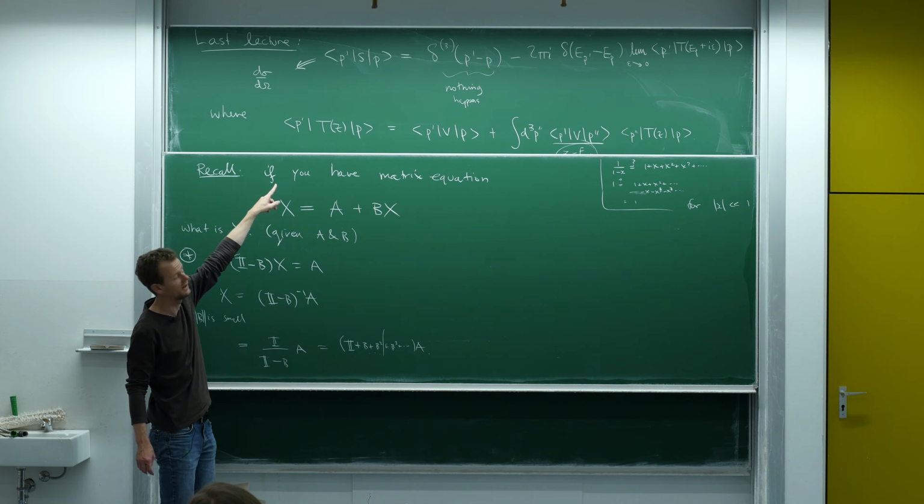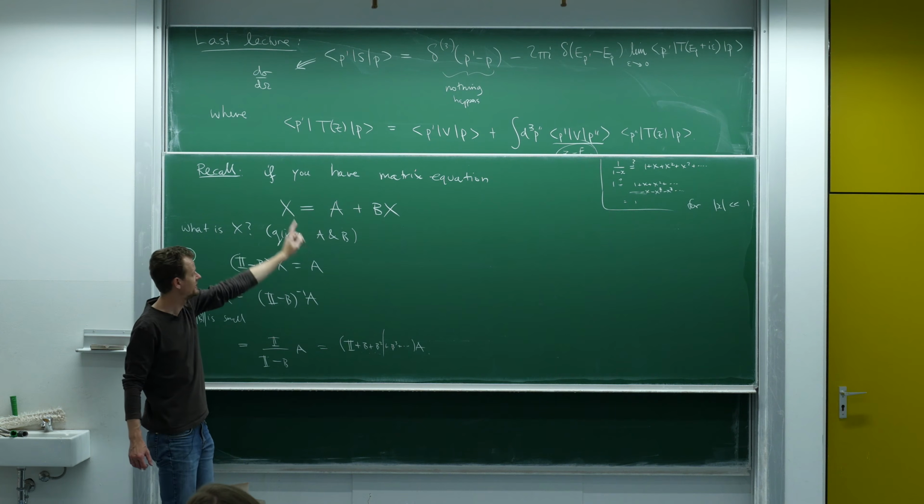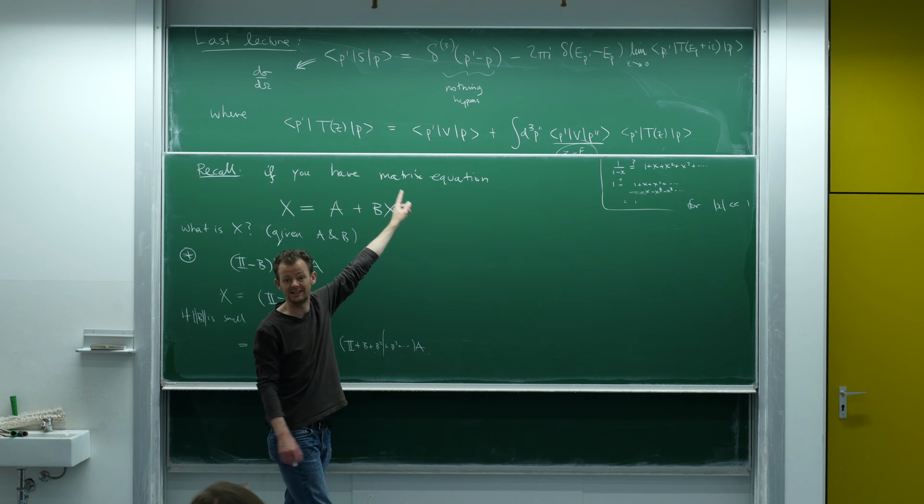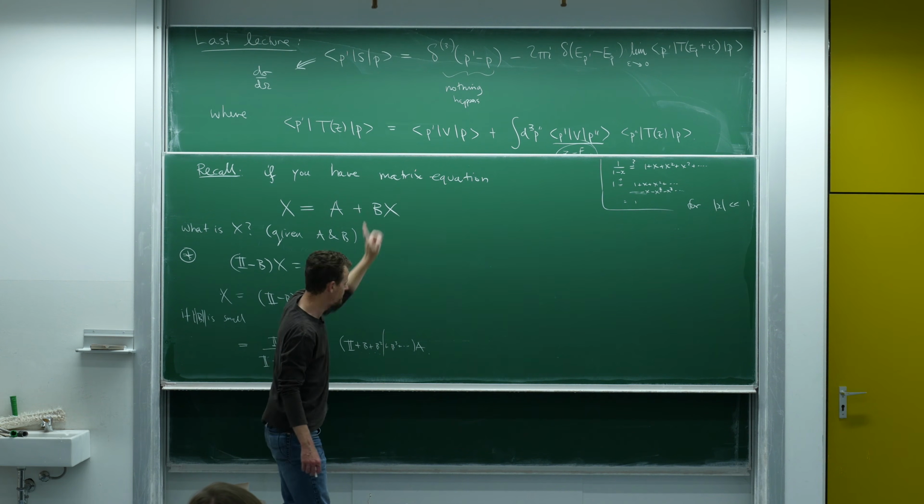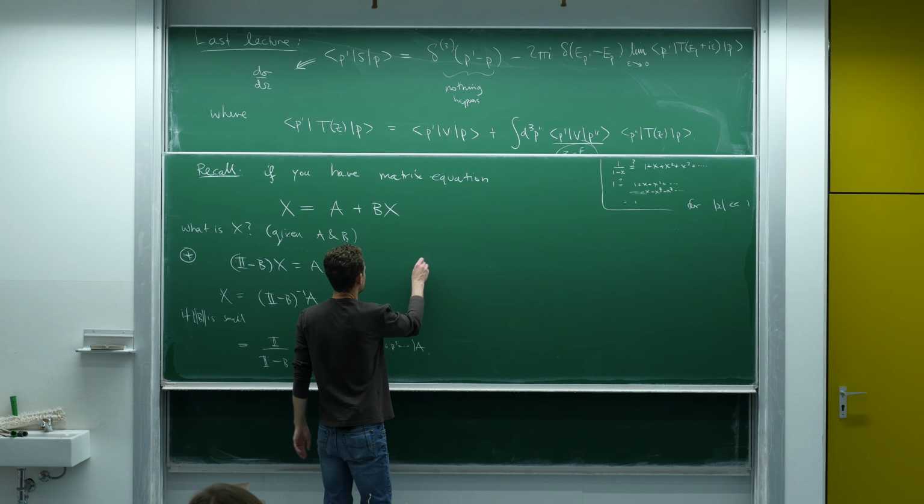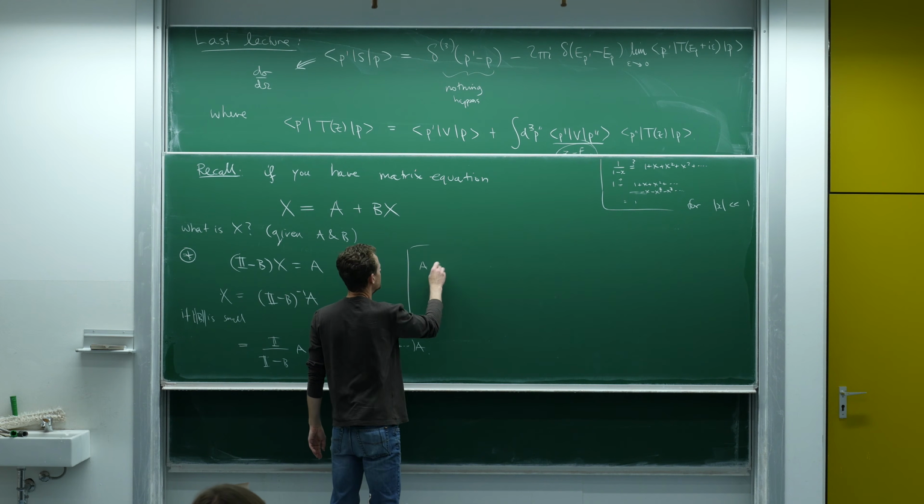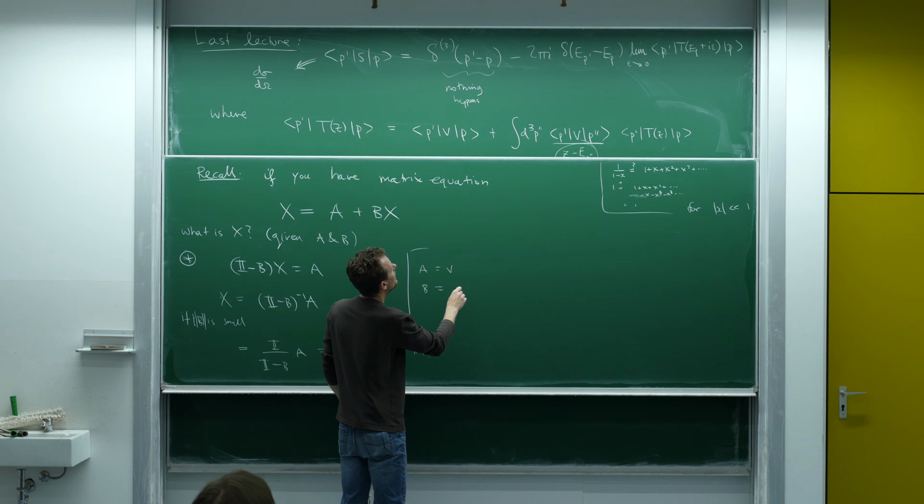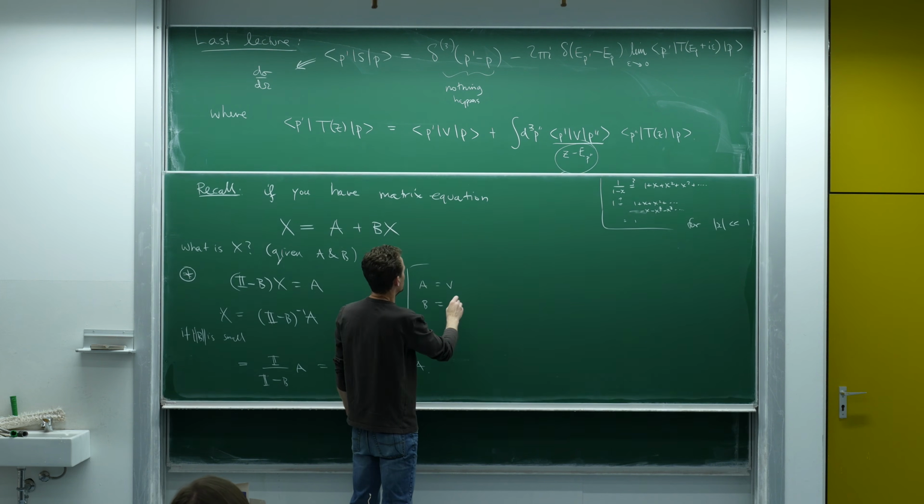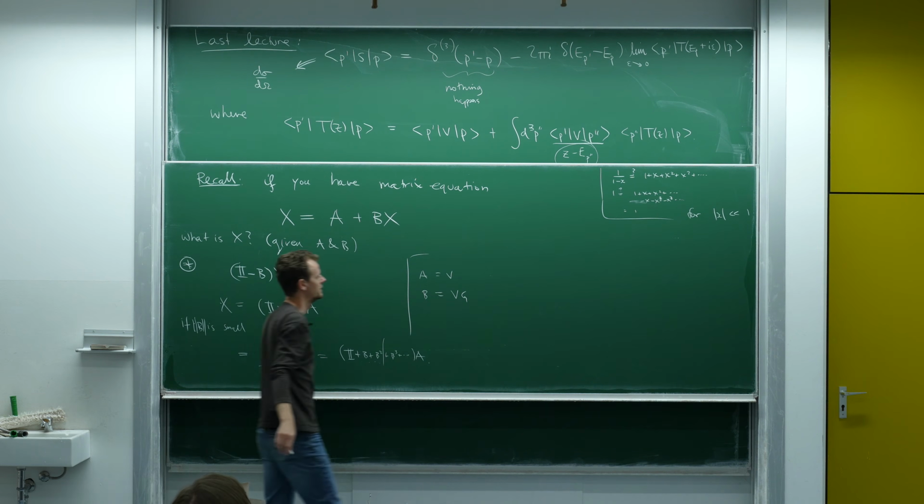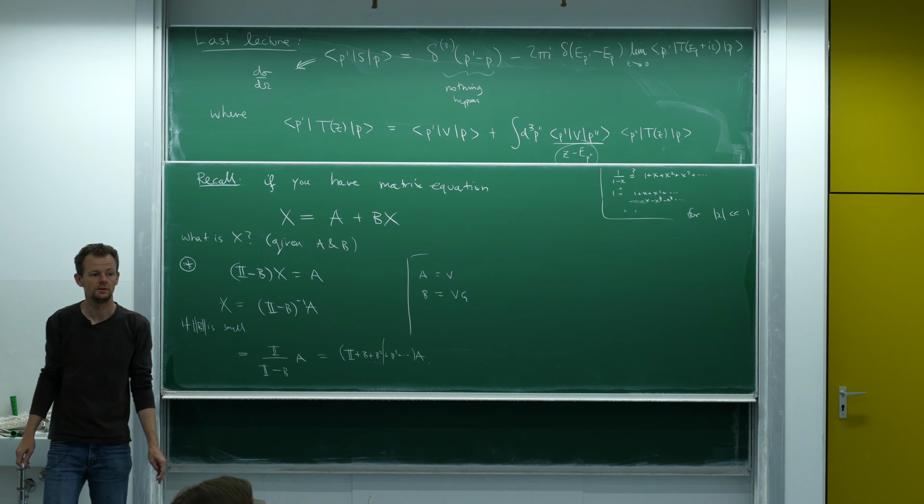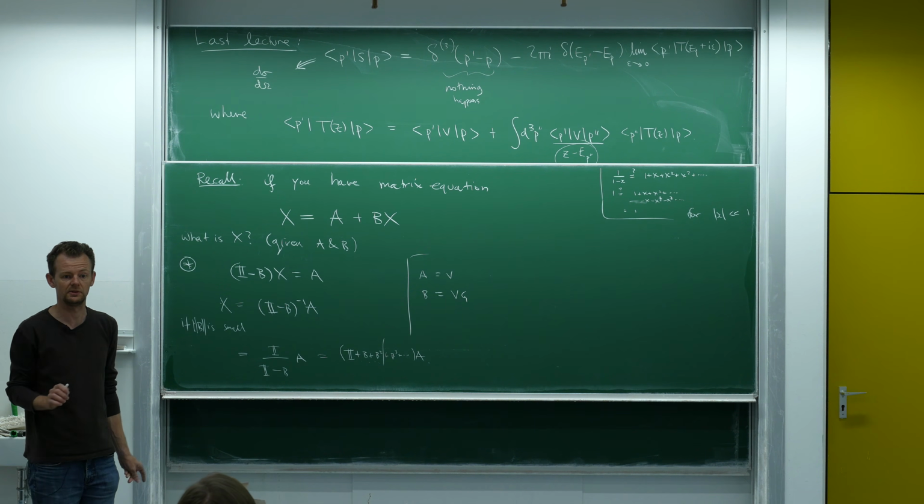And what is x for us? x is t of z. What is a for us? a is none other than the potential. And what is b? Well, let's just write this in here. So a is the potential, and b is V g. And that's all we're going to do. Today's job is that.